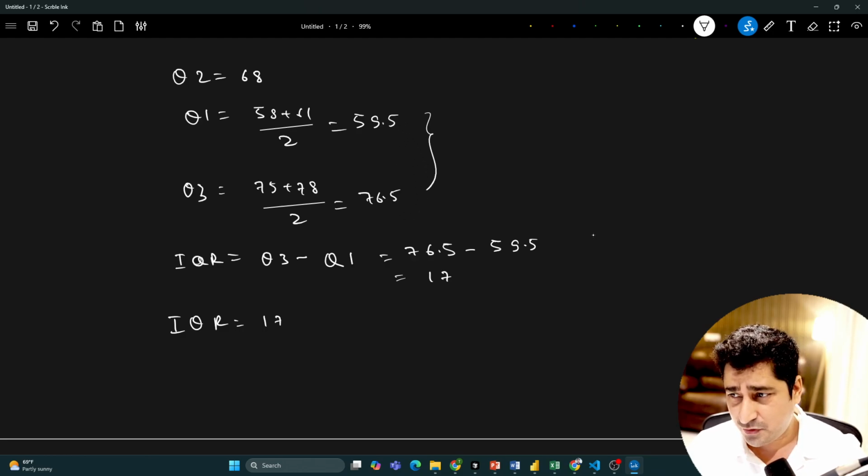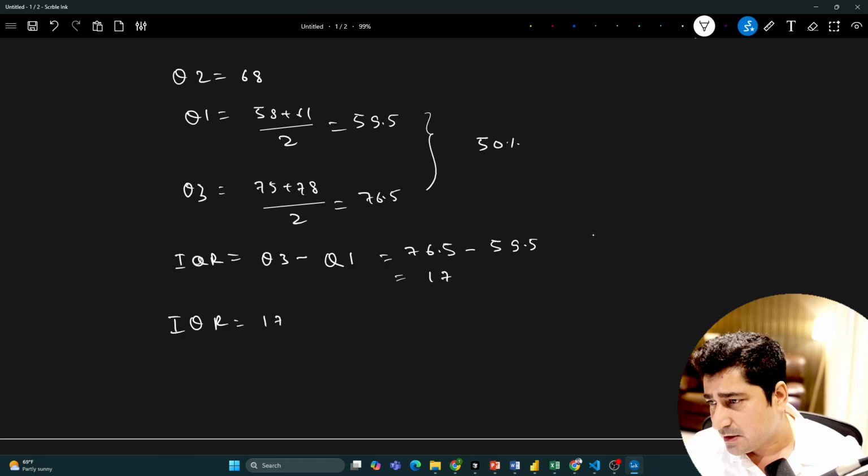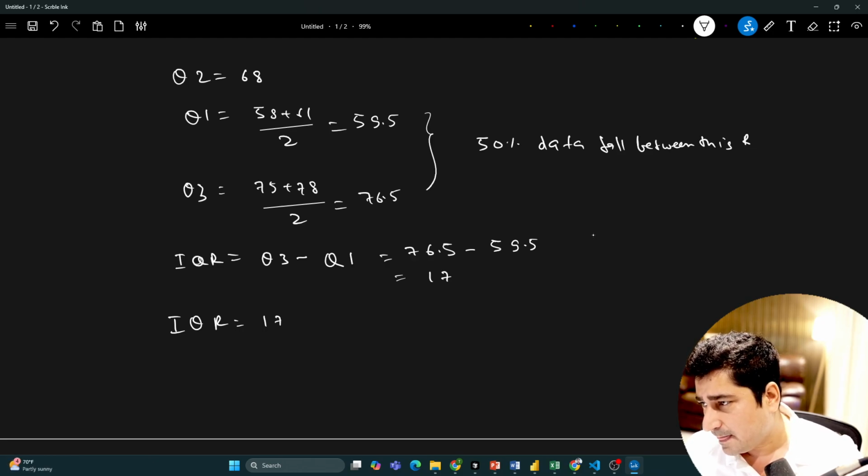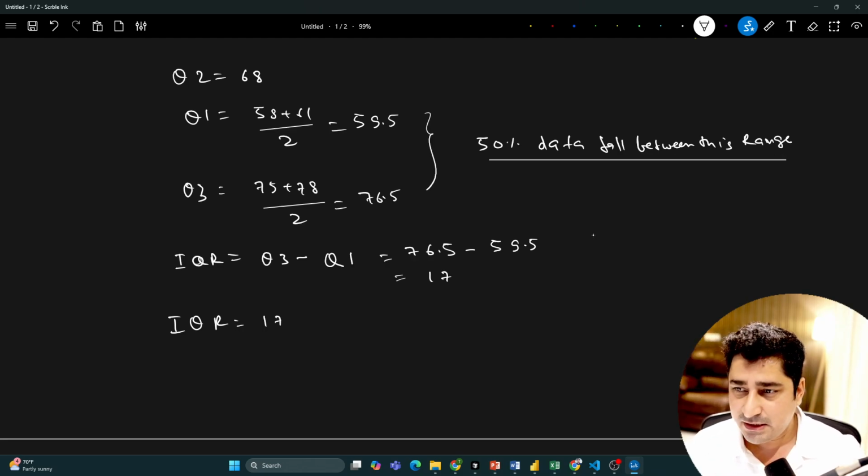50% of the students, so in a generalized way I can write down: 50% of the data falls between this range. Technically, 50% of the data falls between this Q1 and Q3 range. This is one of the use cases, where we can find out that the majority of the data is lying between what and what range. But this is also used to find outliers.